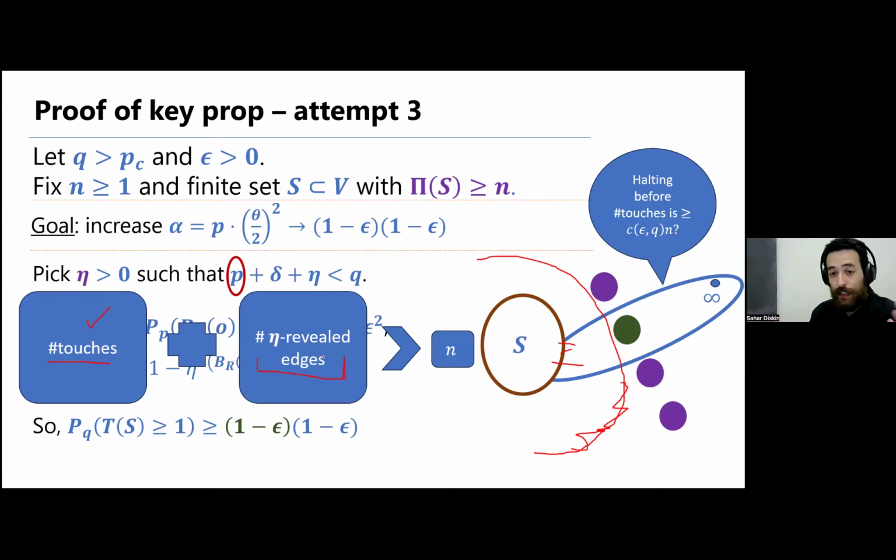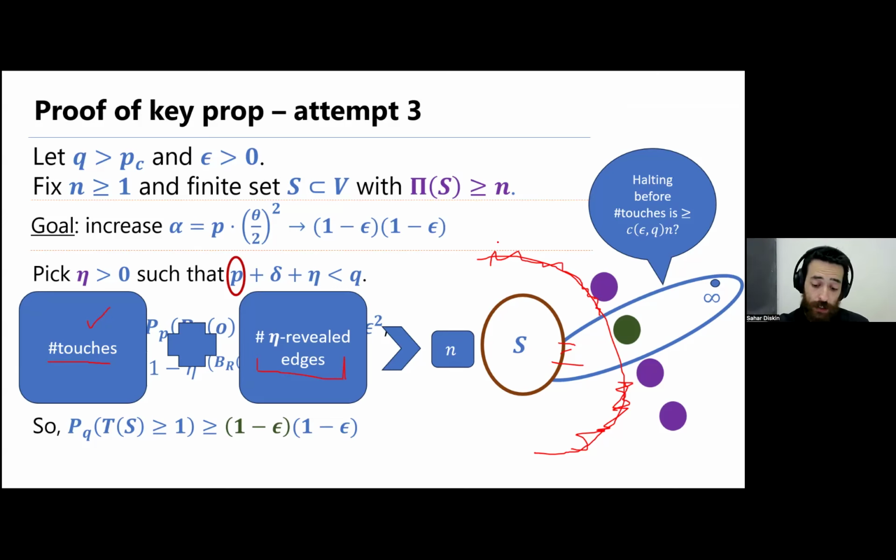Either I had really successful attempts before, they managed to get me to the correct number of touches, or I couldn't halt too early. I had to cover everything with so many unsuccessful balls, but so many unsuccessful balls means I also had plenty of successful balls and, proportional to n, many touches. So this is the idea behind the key proof.